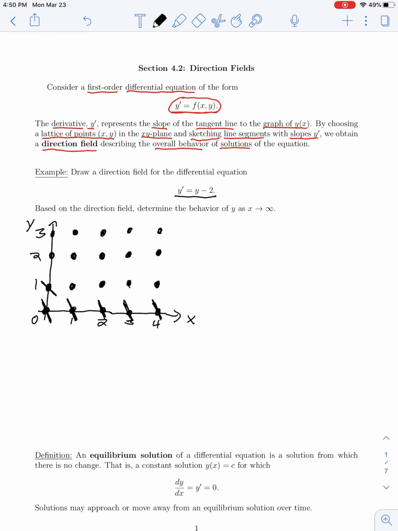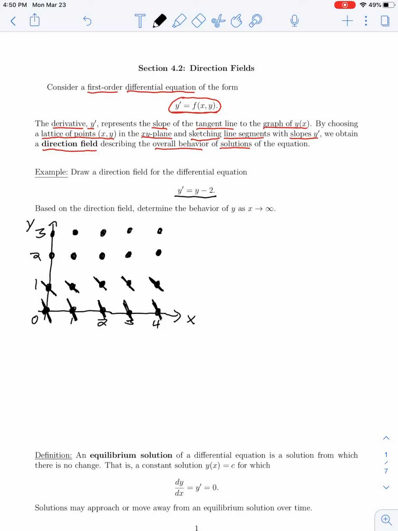And again, because our differential equation only depends on y and not x, for any point (x, y) that has a y value of 1, we're going to get the same slope of negative 1. So for each of these points, I can draw a line segment that has the same slope.